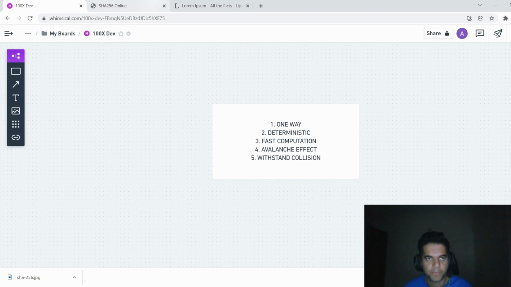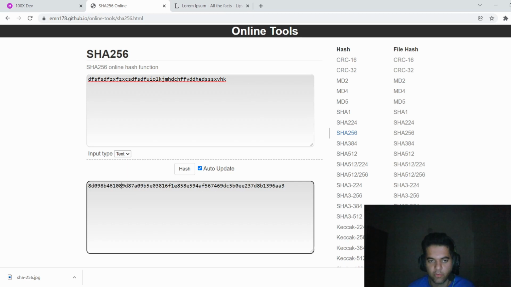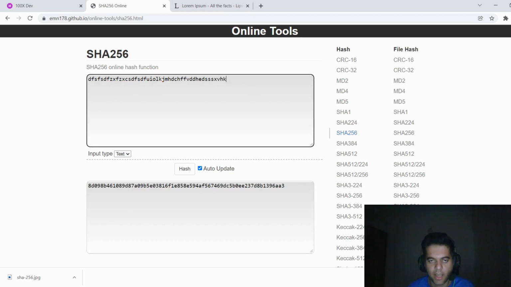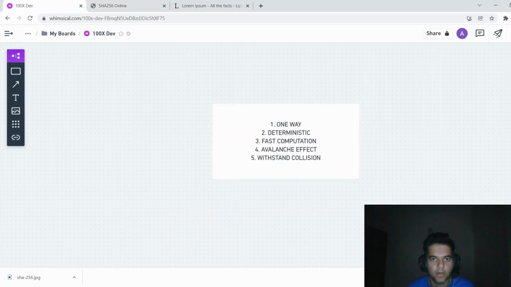Collision is the second last thing that I told you to remember about. There are so many different combinations, right? 64 raised to 36, and you'll probably never repeat the hash again. So that's called withstanding collision. Like it won't repeat, basically. All right, so these are the five things that are critical to SHA-256. You have to remember the last two at least, and this is going to come very, very handy in your knowledge of blockchain.